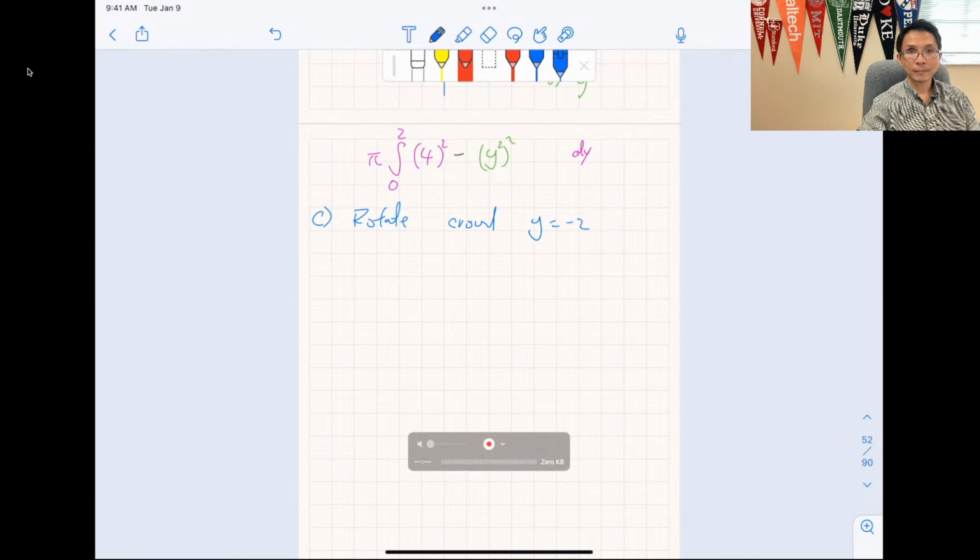Yeah, because there's a bound of y equals 0, so you still have two boundaries.